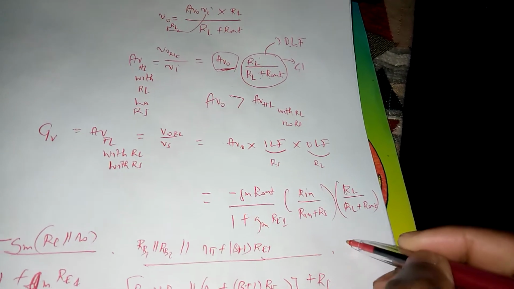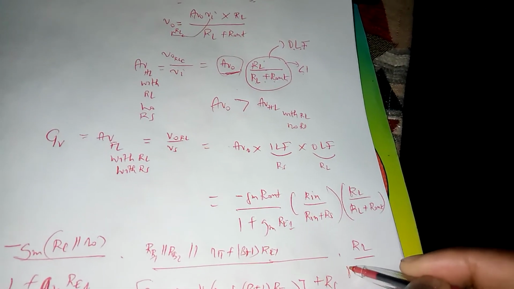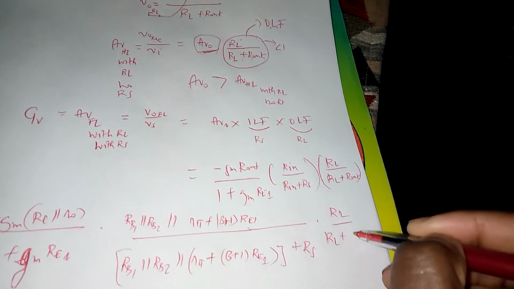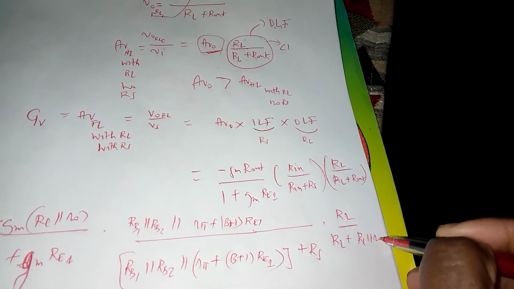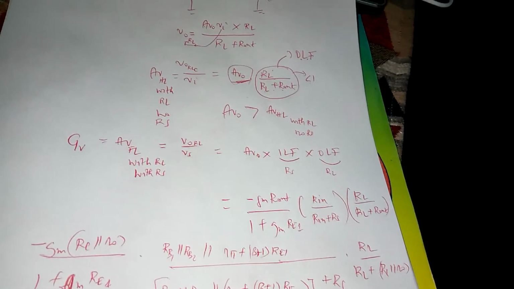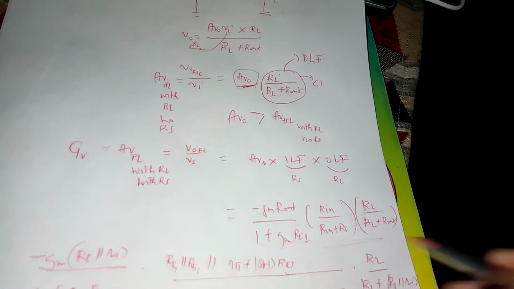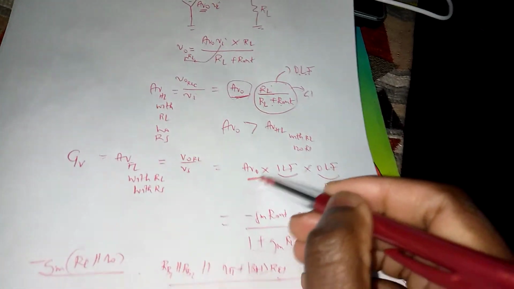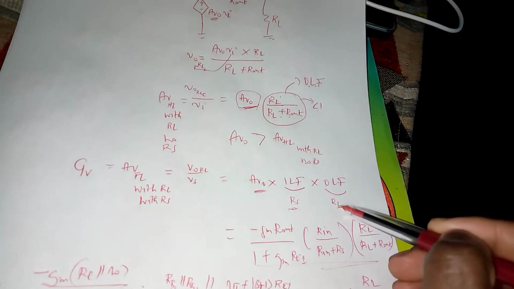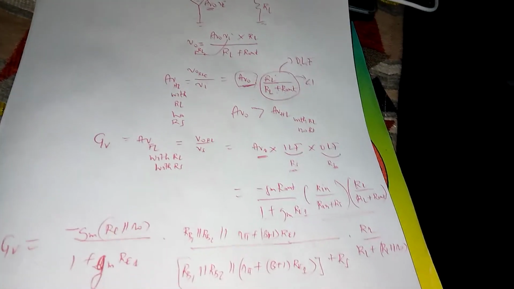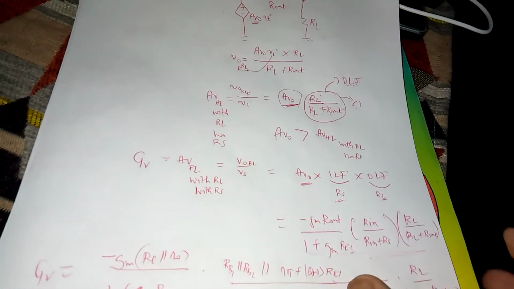The other side we've got RL over RL plus R out, which is RC in parallel with the small R out. But that's a very extended formula. Normally one would use that one, or you just compute that alone. You compute that separate, that's separate, and you multiply all three. So that's how you get the fully loaded gain.